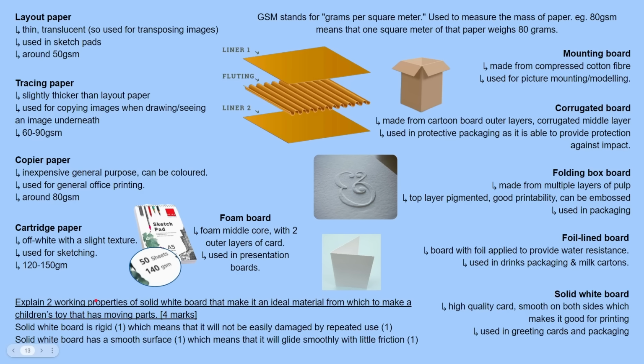So, a past exam question has been: explain two working properties of solid white board that make it an ideal material from which to make a children's toy that has moving parts. So, because it's explain two properties, it's going to be a 4-mark question, and it's working properties, not physical properties. So, solid white board is rigid, which means that it will not be easily damaged by repeated use. That would give you 2 marks. And then solid white board has a smooth surface, which means that it will glide smoothly with little friction. In this case, being the context of a children's toy that has moving parts.